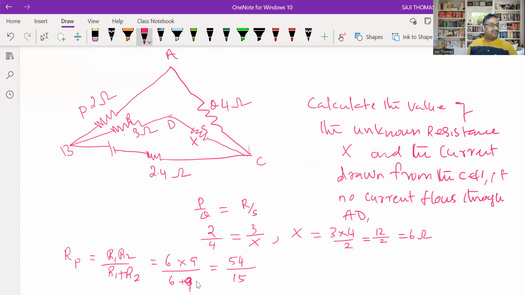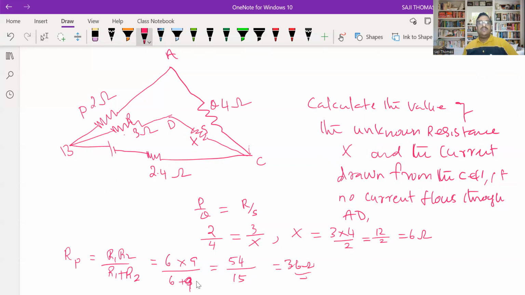Okay. How much are you getting? 54 by 15. It will be 3 point something. You will get 3.6 ohm.